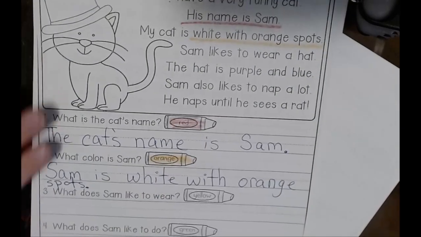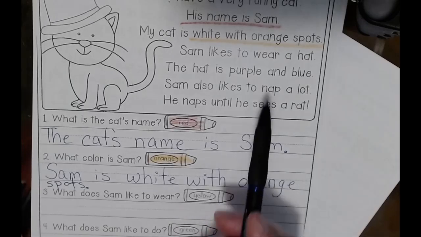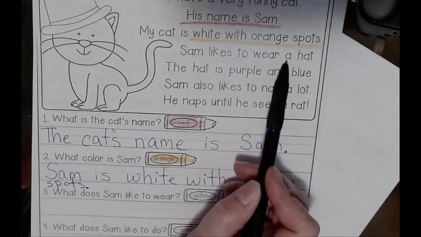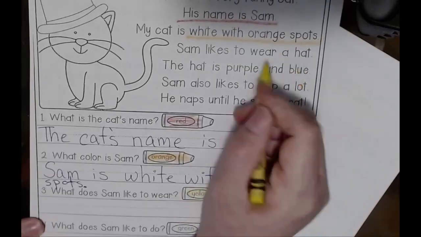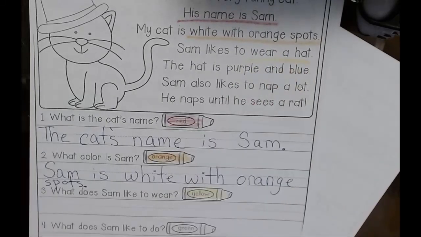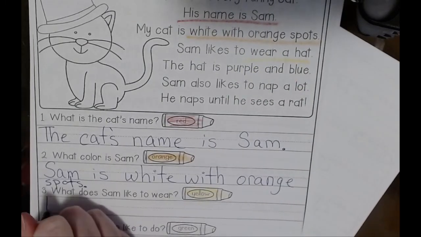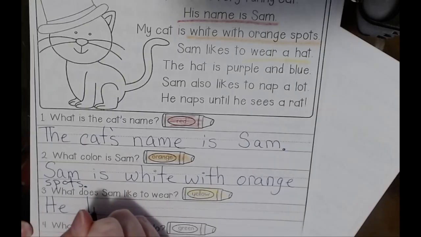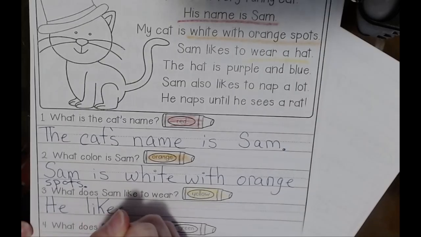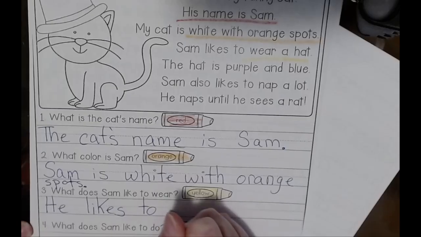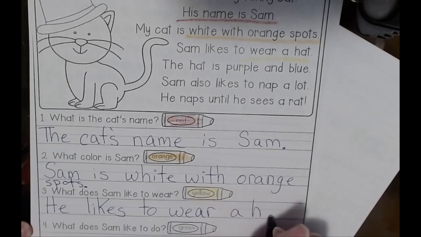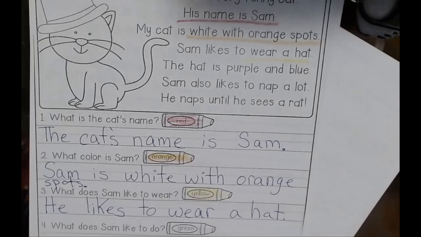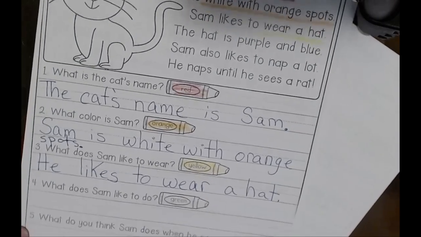Okay. What does Sam like to wear? Sam likes to wear a hat. So with yellow, I'm going to put wear a hat. And then I'm going to write he likes to wear a hat.